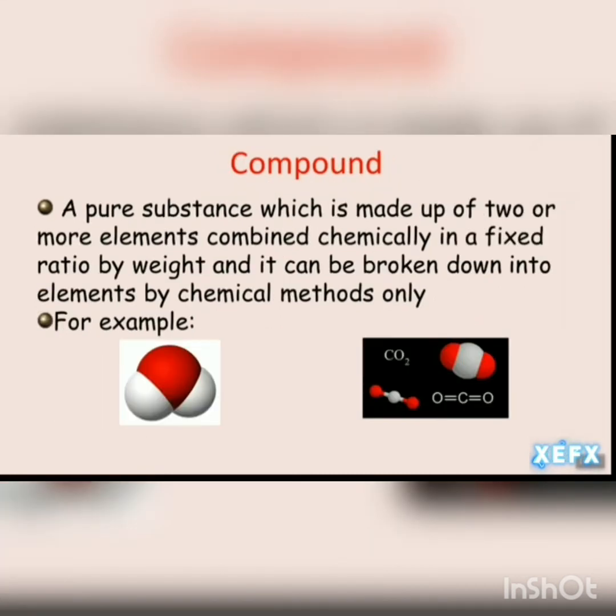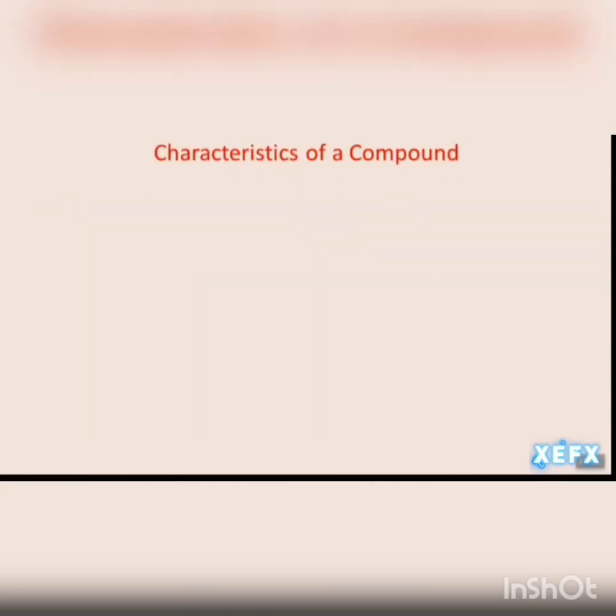Now we shall see the compound. A pure substance which is made up of 2 or more elements combined chemically in a fixed ratio by weight, and which can be broken down into elements by chemical methods only, is known as a compound. So this is the definition of a compound, made of 2 or more elements. Now let's see the characteristics of a compound.